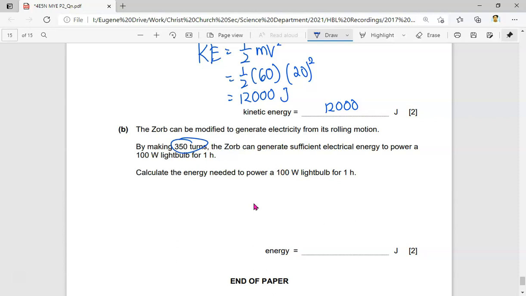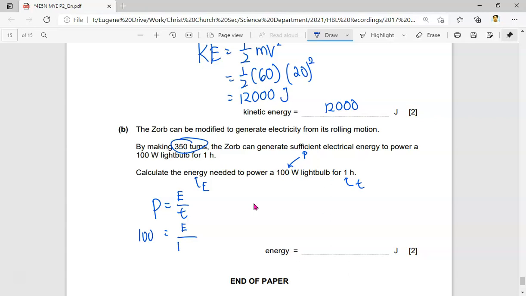Before we go into that, let's look at the question. It says to calculate the energy needed to power a 100-watt light bulb for 1 hour. You see E, P, and t. Once again, the same formula applies. Power equals energy over time. Do I need to care about 350 turns? No. The power I have is 100 watts. Energy required, I am supposed to find. The time here is 1 hour.